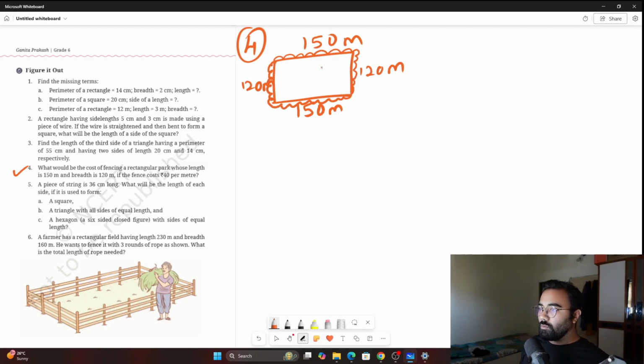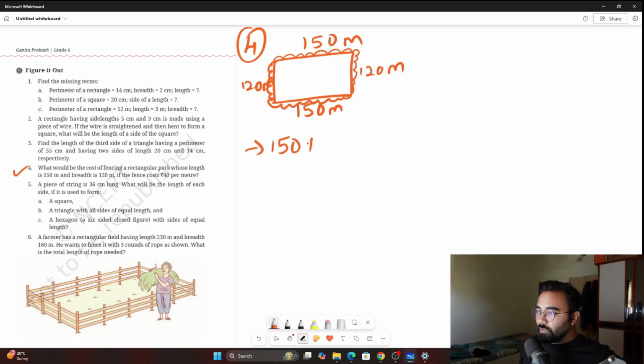This is the question, that they want to fence this park. So what should be the length, or what should be the measurement of the fence that is required? If you thought about perimeter, yes, you are exactly right. The length of the fence that is required would be simply the perimeter. So let's just calculate the perimeter.